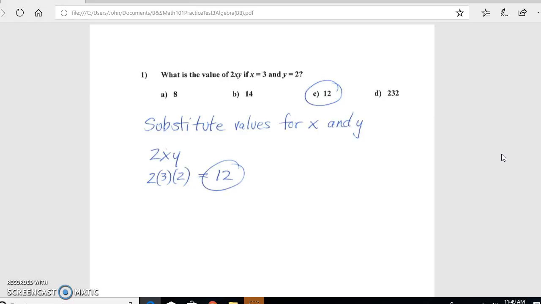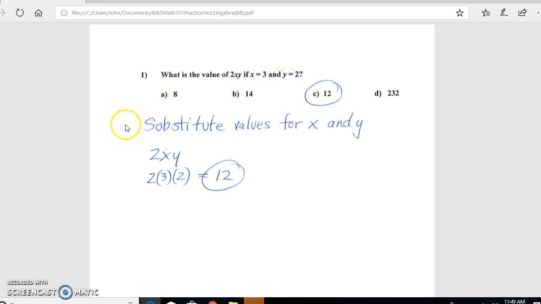And what we have here is a number next to two letters, and whenever we have a number or letters next to each other like this, it means the multiplication of the numbers and the letters. So this is 2 times x times y, and we're given the value of the x and the y.